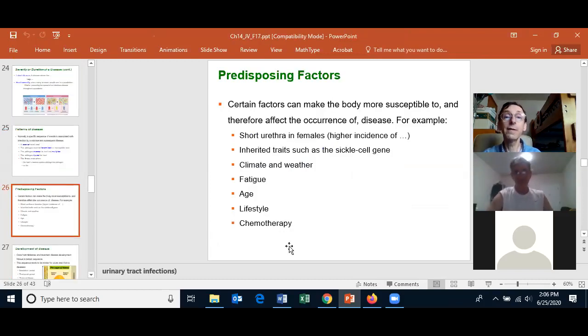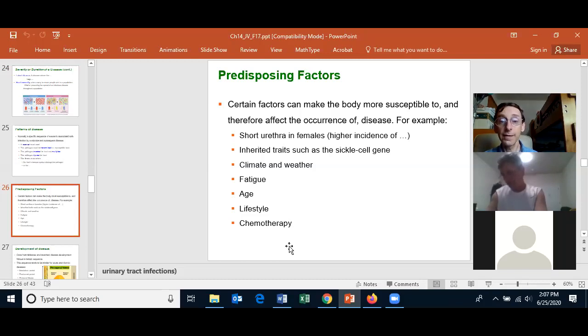There are some predisposing factors that can make the body more susceptible to, and therefore more likely to come down with, the occurrence of a disease. For example, females have a shorter urethra than males, so they have a higher incidence of a bladder infection, a urinary tract infection. Okay? Any question about that?